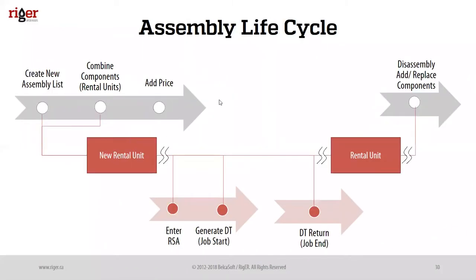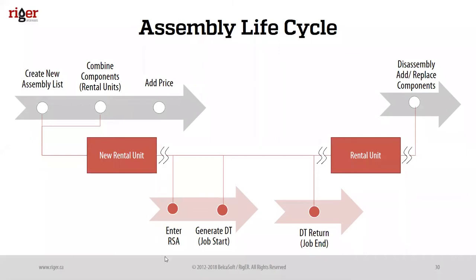So, and the assembly cycle is a little bit different as compared to combo units. So we need to build it first. So create new assembly list, put all the items together, set up the price, and then we have a new rental unit. And it will be tracked as normal rental units. However, sometimes we'd like to know the history of the components. So history of the components will be available as well.